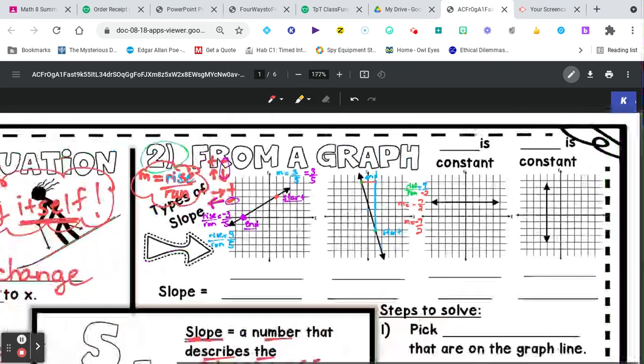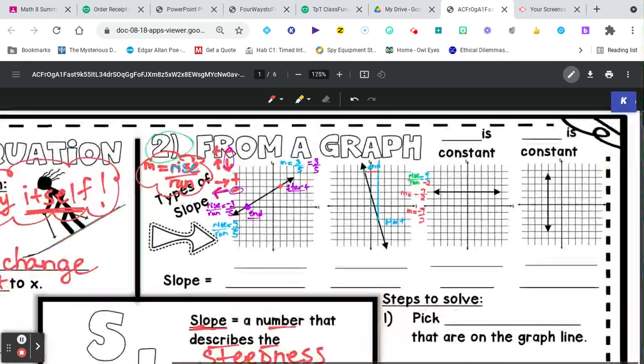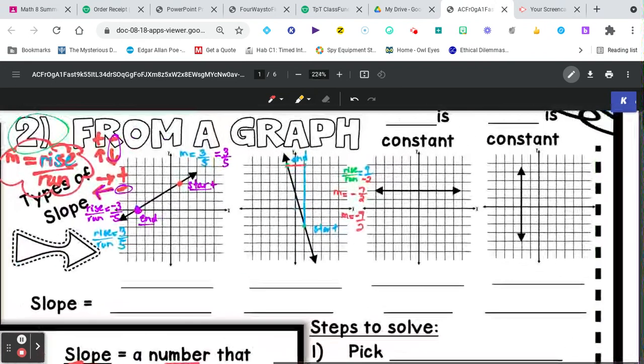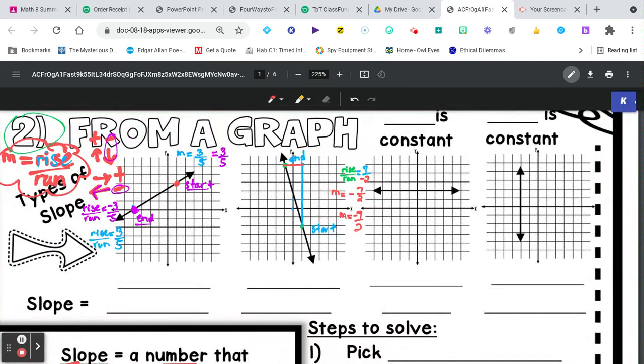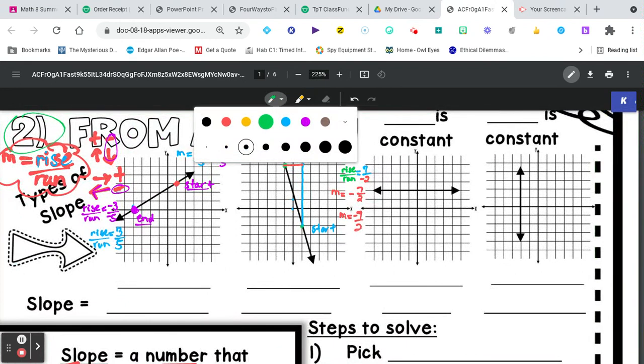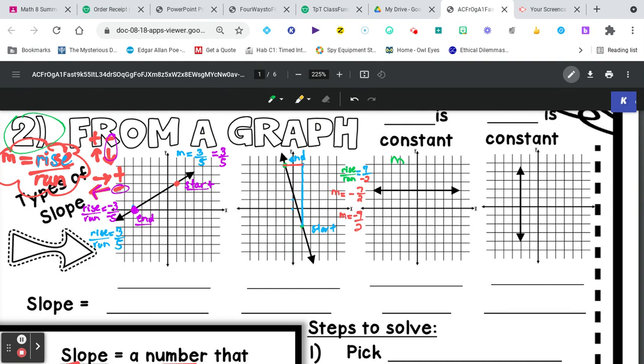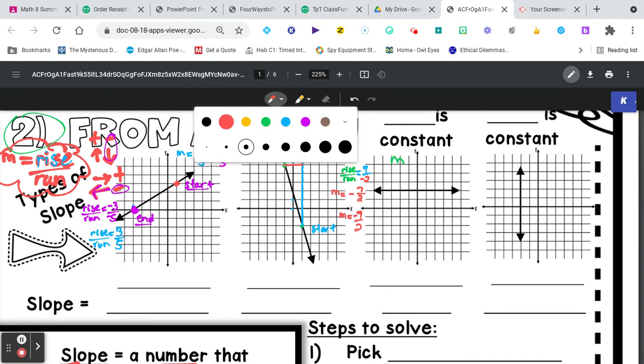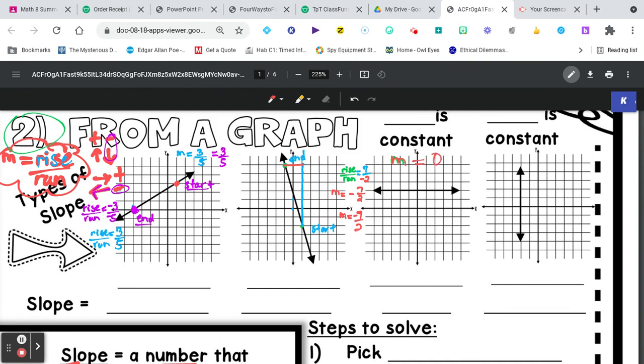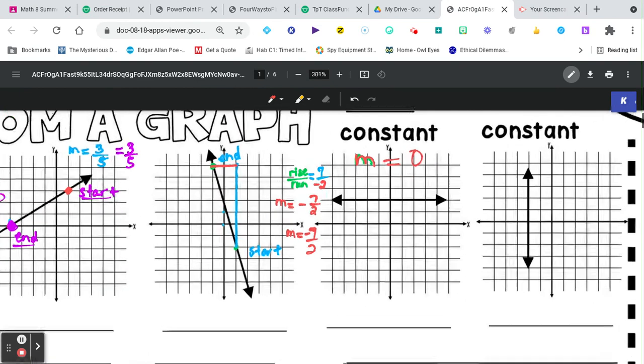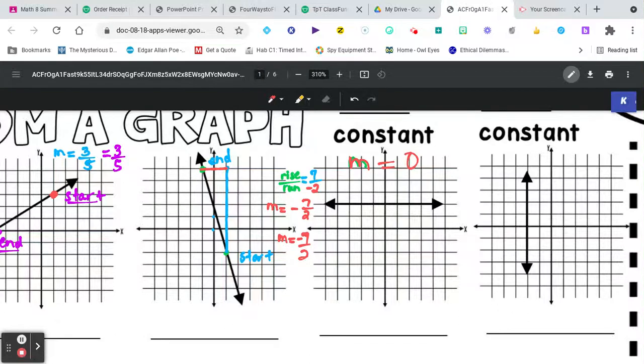All right, so what about the slope of a graph that is horizontal or vertical? If your graph is horizontal, it will have what we call a zero slope, basically a zero steepness to it. It's not steep at all. And if your graph is vertical, it will have what we call an undefined slope.